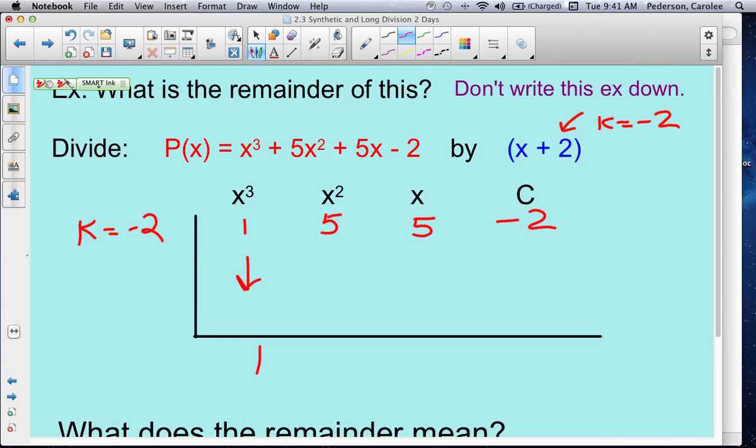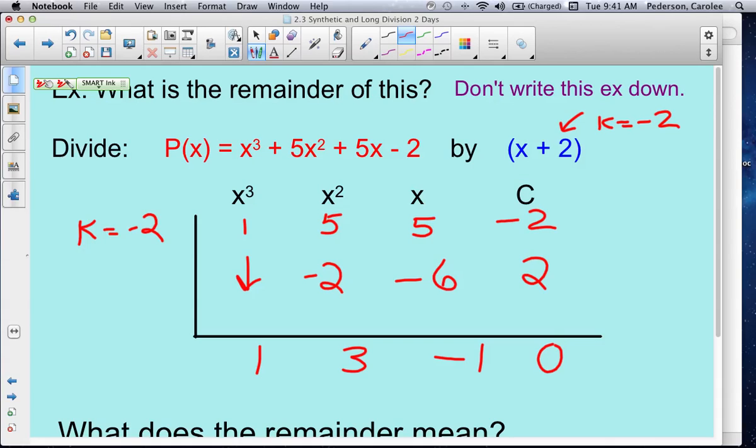Now we multiply. -2 times 1, -2. Then we add. 5 plus -2 is 3. And we multiply. -2 times 3 is -6. Then we add. 5 plus -6 is -1. Then multiply. -2 times -1 is 2. Then we add the column, and we get 0.